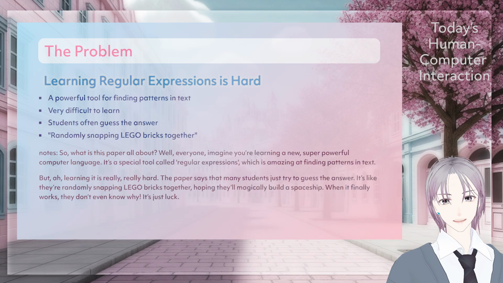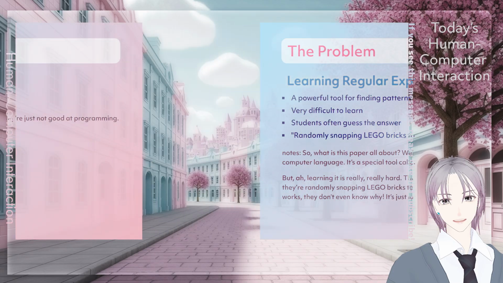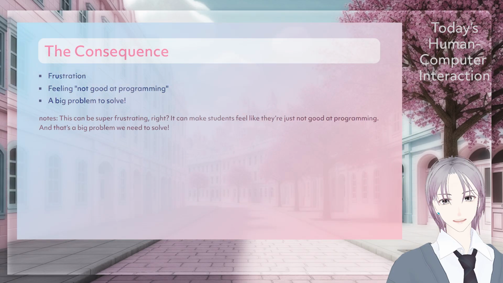Well, imagine you're learning a new, super powerful computer language. It's a special tool called regular expressions, which is amazing at finding patterns in text. But learning it is really hard. The paper says that many students just try to guess the answer. It's like they're randomly snapping Lego bricks together, hoping they'll magically build a spaceship. Then when it finally works, they didn't even know why. It's just luck. This can be super frustrating, right? It can make students feel like they're just not good at programming, and that's a big problem we need to solve.